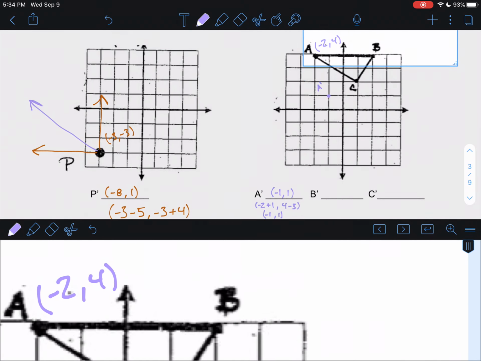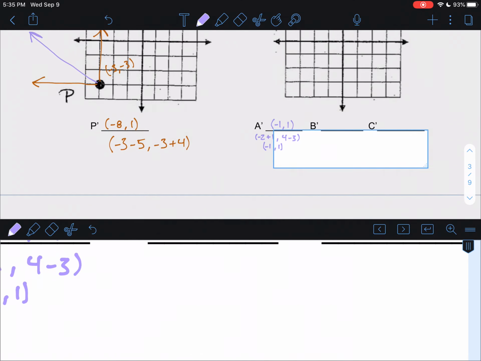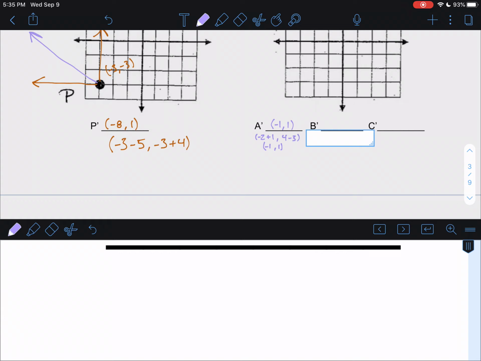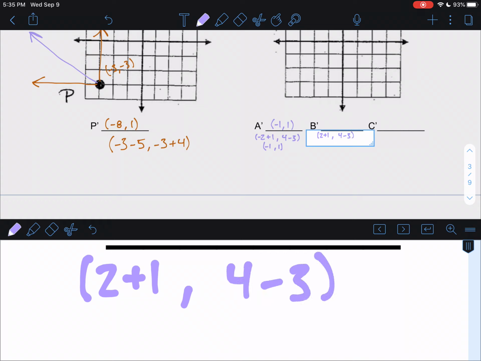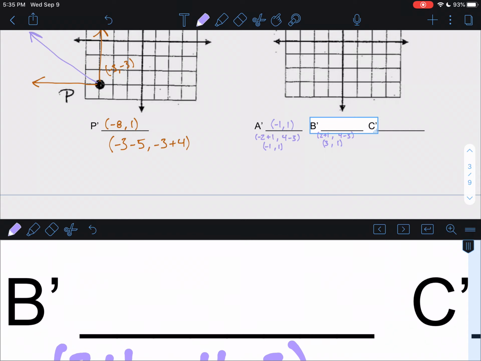Next we have B, and B is at 2, 4. So I'm going to do the same thing again. I have 2, and I'm adding 1, because that was what the translation described. And then I have 4, and I'm subtracting 3, because it was x plus 1, y minus 3. And 2 plus 1 is 3. 4 minus 3 is 1. Therefore, the location of B prime is 3, 1.